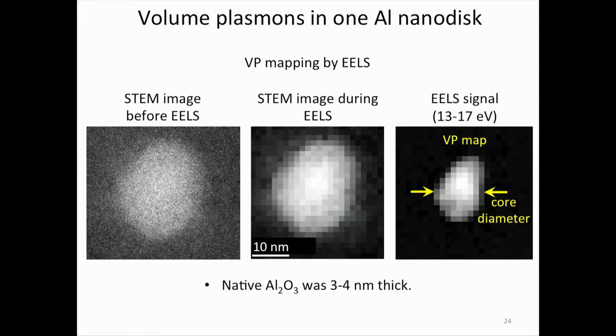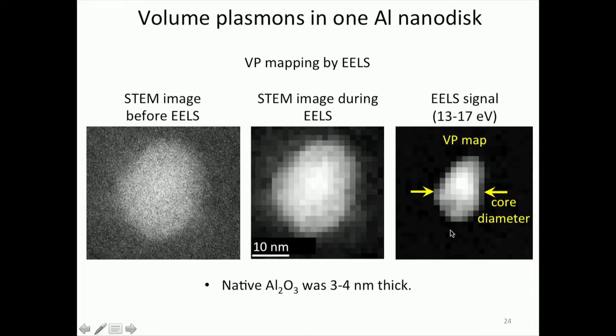So here I perform the following processing. I am plotting here just the volume plasma signal without any background. So with background subtraction and plotting the integral of the signal from 13 to 17 eV, I can get what I call here the volume plasma map, which is here.